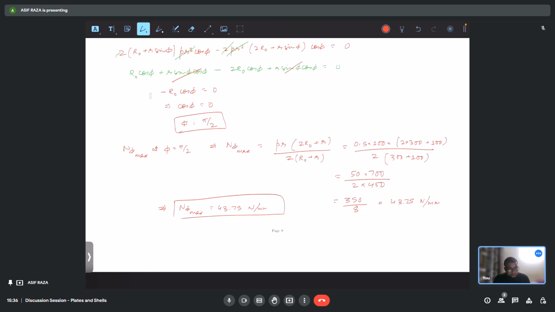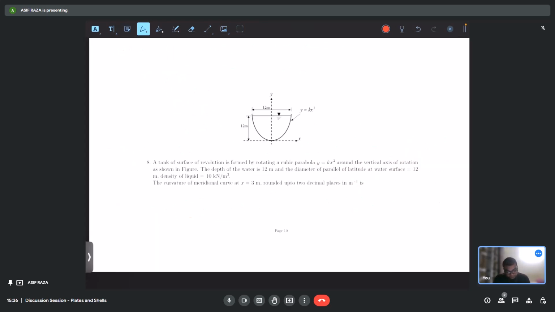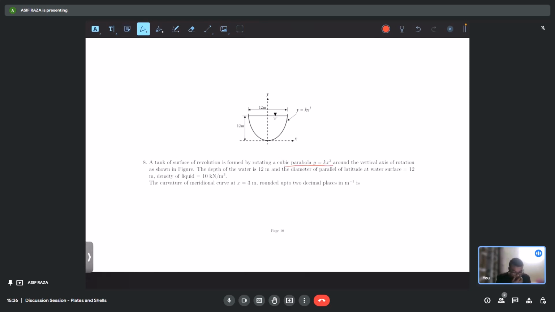Okay, let's move on to the next question. There's a tank, a surface of revolution found by rotating a cubic parabola y equal to kx cube around the vertical axis of rotation as shown in the figure. The depth of water is 12 meter and the diameter of parallel of latitude at water surface is also 12 meter. Density of liquid is 10 kilonewton per meter cube. The curvature of meridional curve at x equal to 3 meter rounded up to 2 decimal places in inverse meter is?